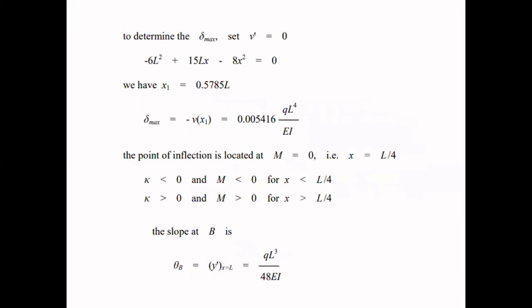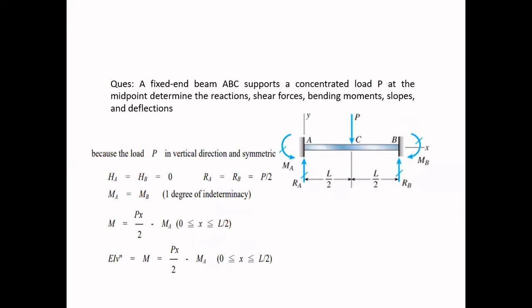Now let us see one example of a fixed beam. In this case, this is a fixed beam. Both end A and end B are fixed. This fixed beam is carrying a concentrated load P at the mid span. The span is of L. Again, same over here also, we need to calculate the reactions, shear forces, bending moments, slopes and deflection.